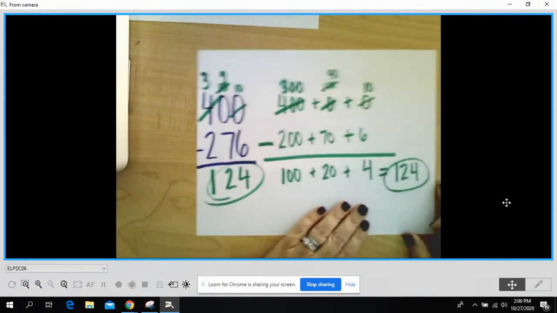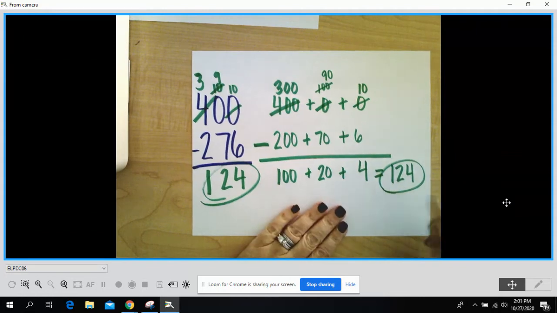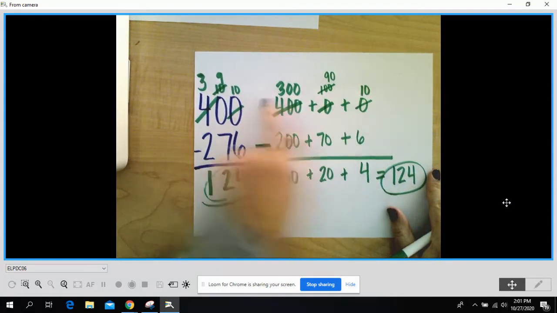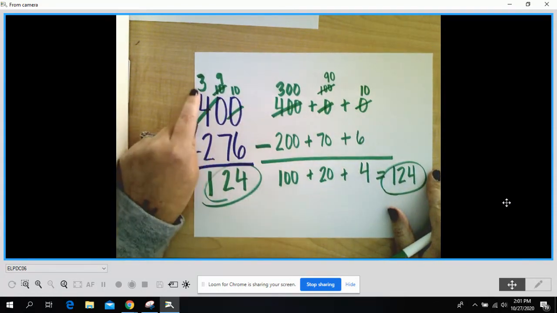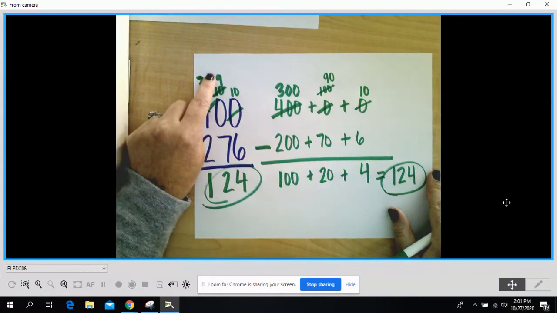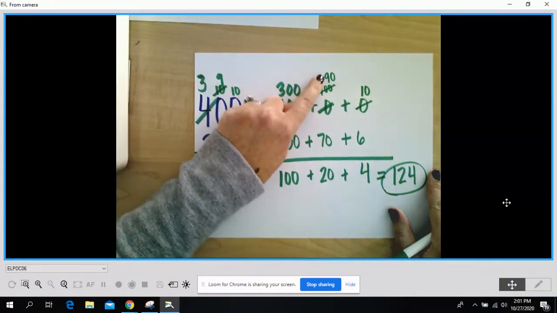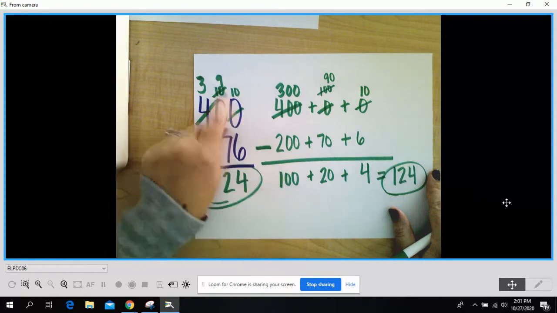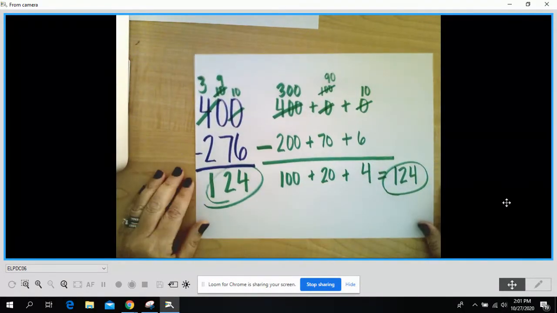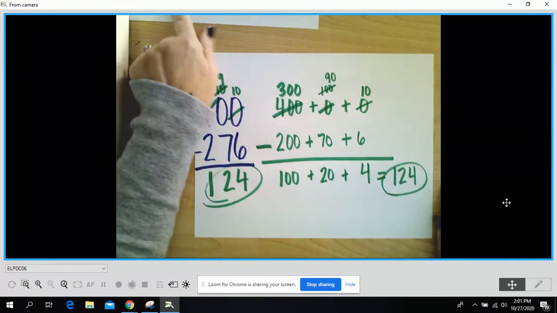It works out the exact same because it is the exact same. I just want you to realize what you're doing when you're regrouping. This means 300s. This 9 means 9 tens, which has the same value as 90. And of course, the 10 ones is 10 ones. All right, let's look at another one.